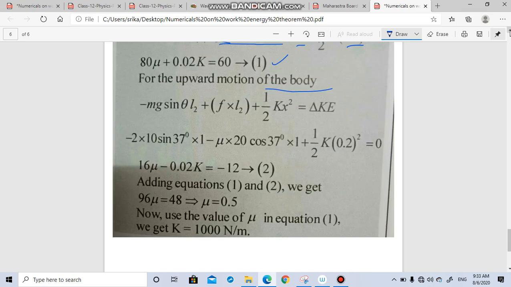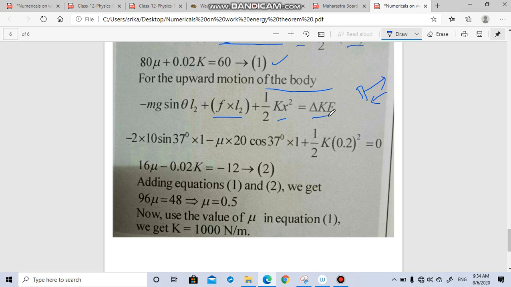In upward movement, what will happen? Now the friction direction will change. The block was like this. After rebound, the block is going like this, in the upward direction. So now the mg sin theta part has become negative. Friction will be acting in the downward direction now. Friction direction will change, so the friction part is positive. And now the spring is expanding, so half kx squared is equal to the change in kinetic energy. So this is the scenario.